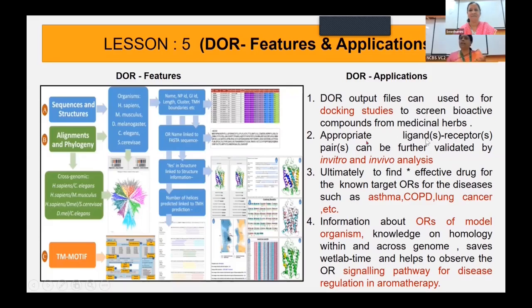Also, appropriate ligand receptor pairs can be further validated by in vitro and in vivo analysis, ultimately to find effective drugs to known target olfactory receptors for various diseases such as asthma, COPD, lung cancer, etc. Information about olfactory receptors of model organisms, knowledge and homology within and across genomes saves wet lab time and helps to improve the observation of olfactory receptor signaling pathways and disease regulation in aromatherapy.